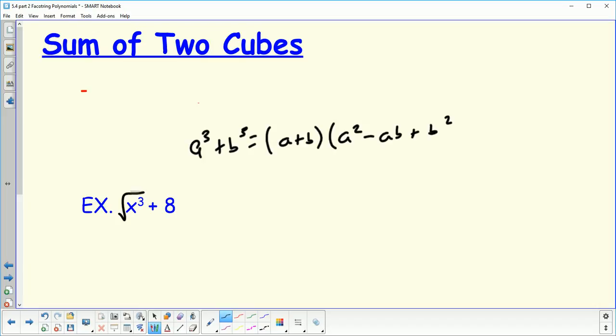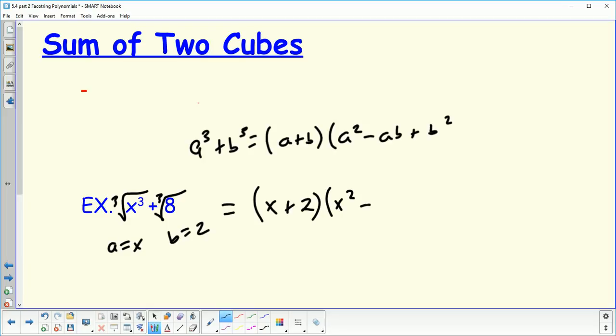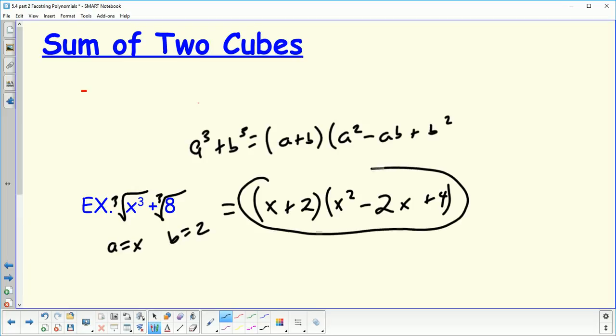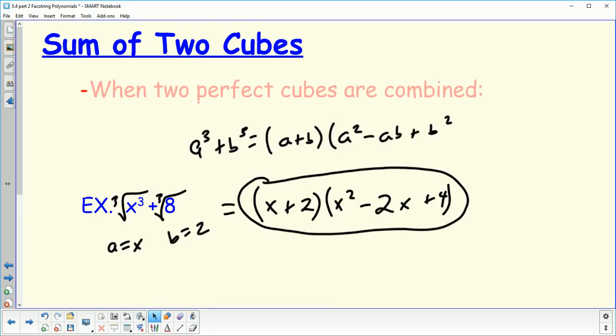Okay, so we're going to do the same thing. We need to cube root both of those, which in this case means a is just x and b is 2. If we plug it in, then a plus b is going to be x plus 2. a squared is going to leave us with x squared, minus ab. We don't want to write it as x2. Remember, we wanted to write the coefficient first, so I'm going to rearrange that to give us 2x. And then b squared, so 2 squared is plus 4. And this sum of two cubes would be rewritten like that.